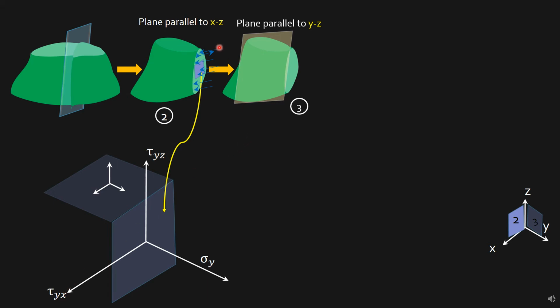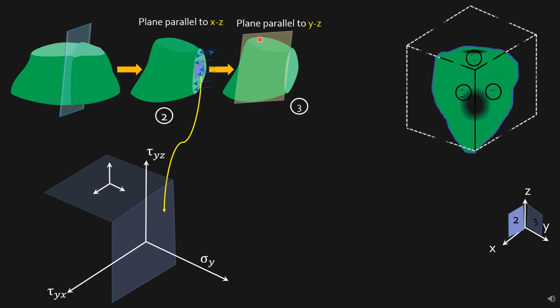Now we will pass a third perpendicular plane, which is parallel to the YZ direction. So here you can see this plane is parallel to the YZ direction. If we pass this plane through the same point in the same body, then we will have a body which will look like this. In 2D it is difficult to represent the actual shape, but it will usually look like this. So here is the sectioned body. Plane number 1 was passed, then plane number 2, and now plane number 3 has been passed.